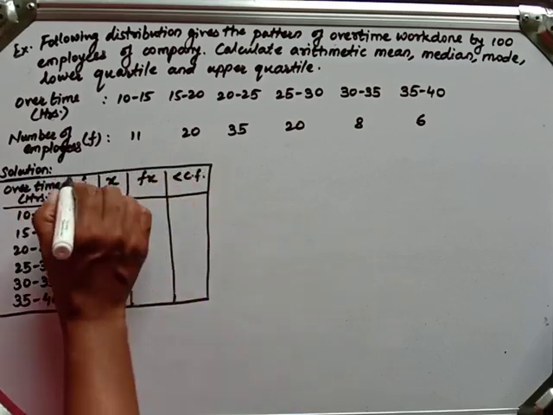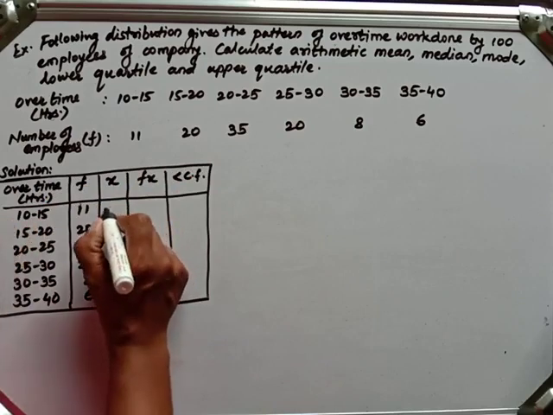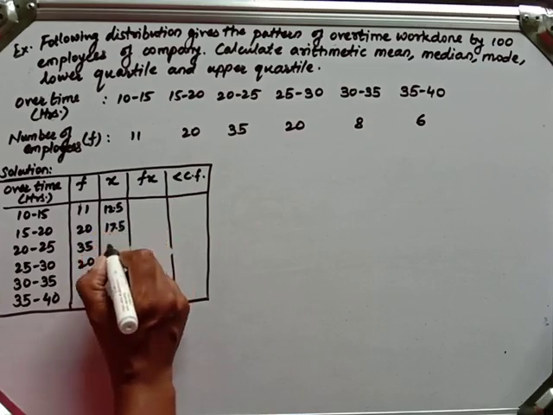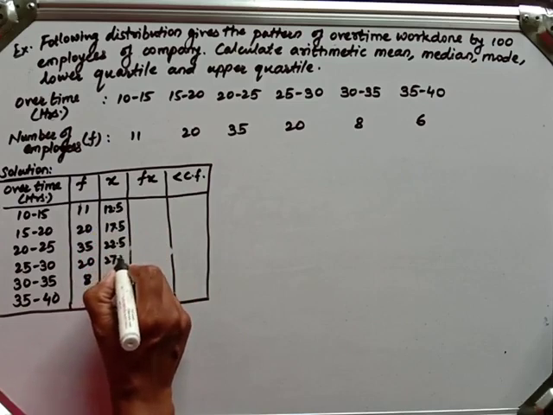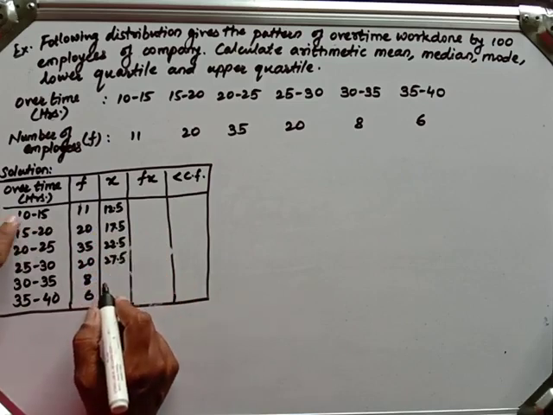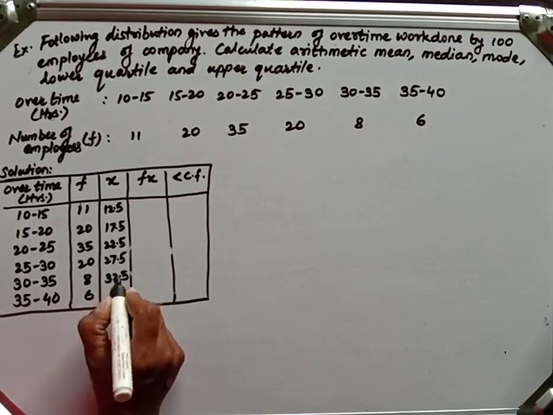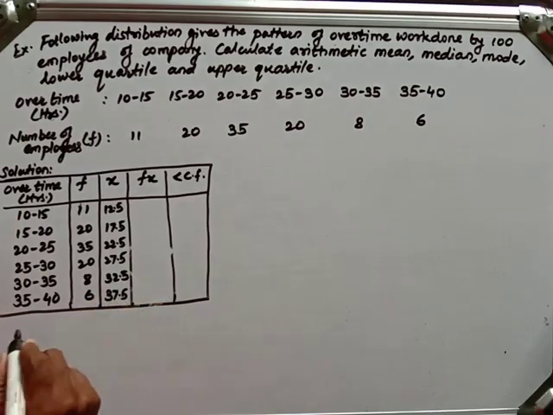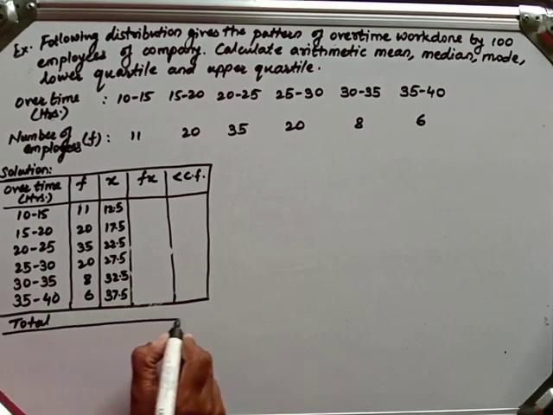Now let us find out the class mark. The class mark for 10 and 15 will be 12.5. Then here 17.5. Here 22.5. 27.5. What is it? Lower limit plus upper limit upon 2. Here it is 32.5 and here 37.5. We need to do a total also of some columns.